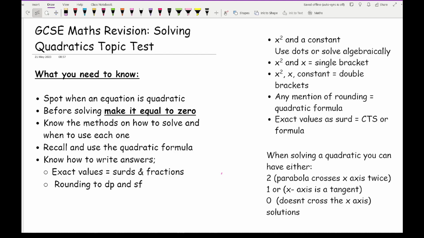Before solving any quadratic equation, you have to make sure it's equal to 0. This is really important, whether you're factorizing or using the quadratic formula. You need to make sure it's equal to 0. It just makes a lot more sense doing that.